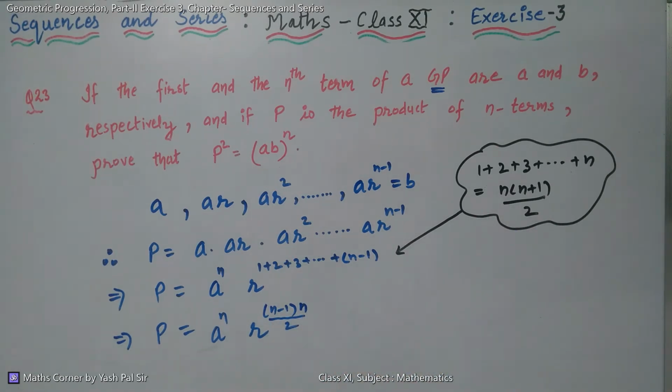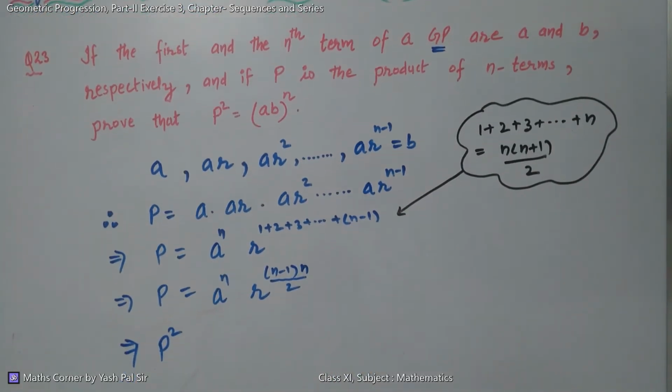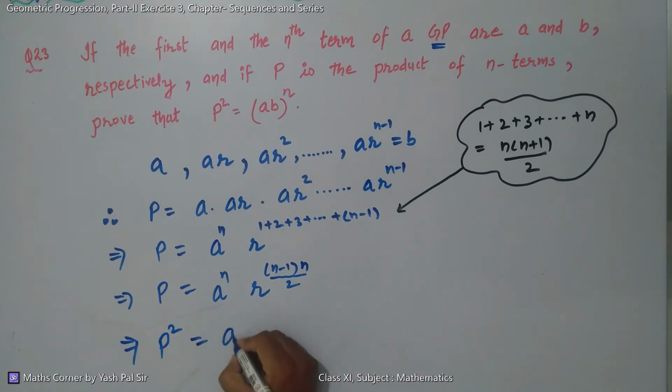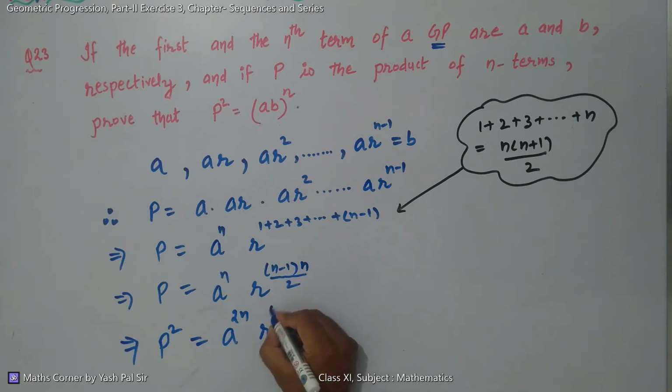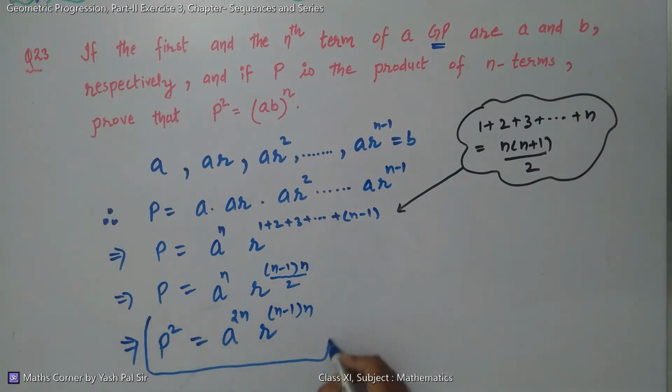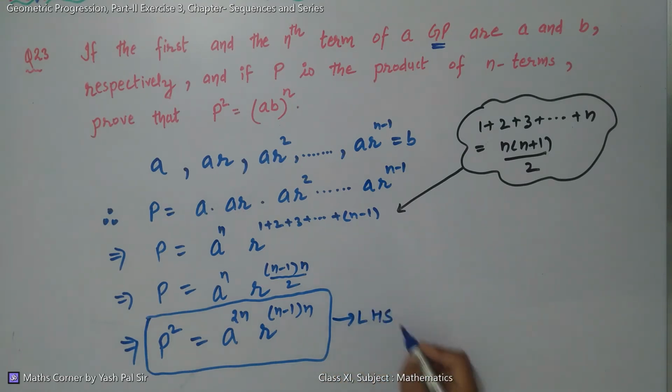Right? Now what is to prove? Prove that P square. So we take square both sides. This becomes P square is equal to A raised to power 2n, divided by 2 will be cancelled by taking square, R raised to power n minus 1 into n. So this is the left hand side. This we have proved equal to the left hand side of what we have to prove.